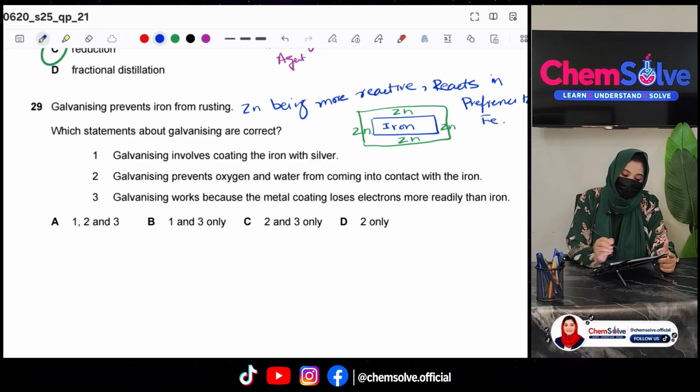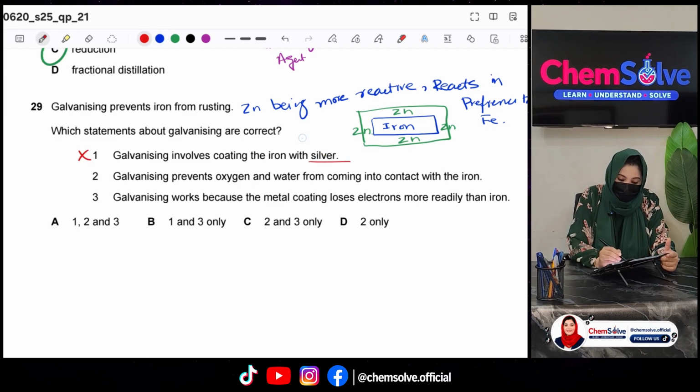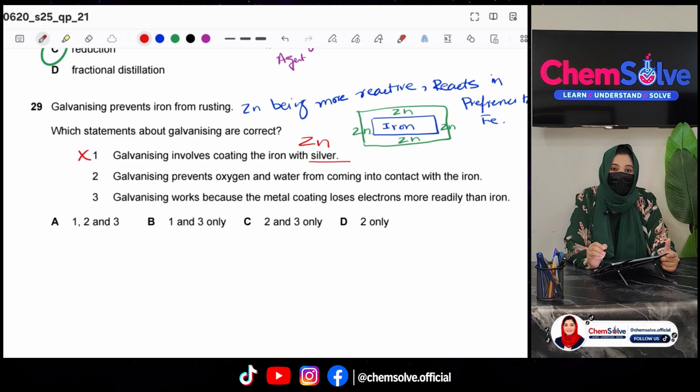Now let's understand the statements. Question number 29. Galvanizing involves coating iron with silver. Not at all. We just discussed we have to coat it with zinc instead.